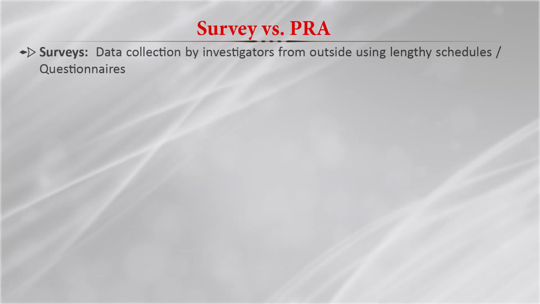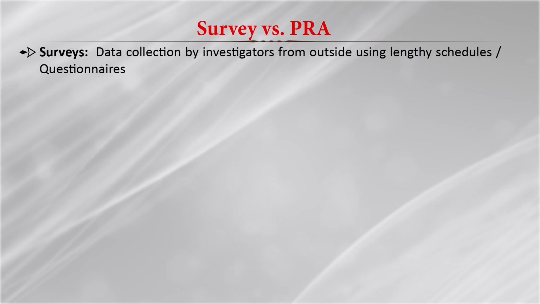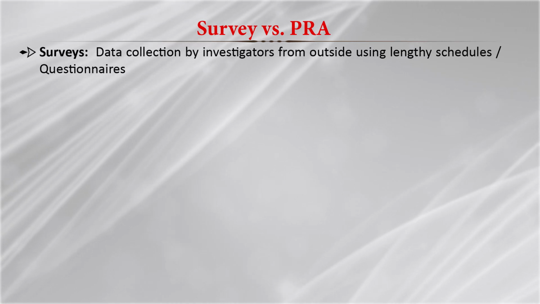So for data collection, generally we use the survey, and then PRA is the new technique, so we can make a little comparison between these two. A survey is basically data collection by investigators from an outside agency using lengthy schedules and questionnaires.